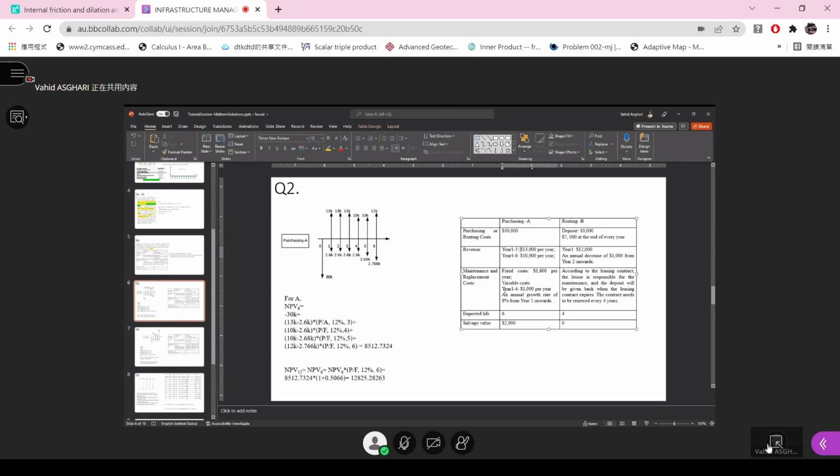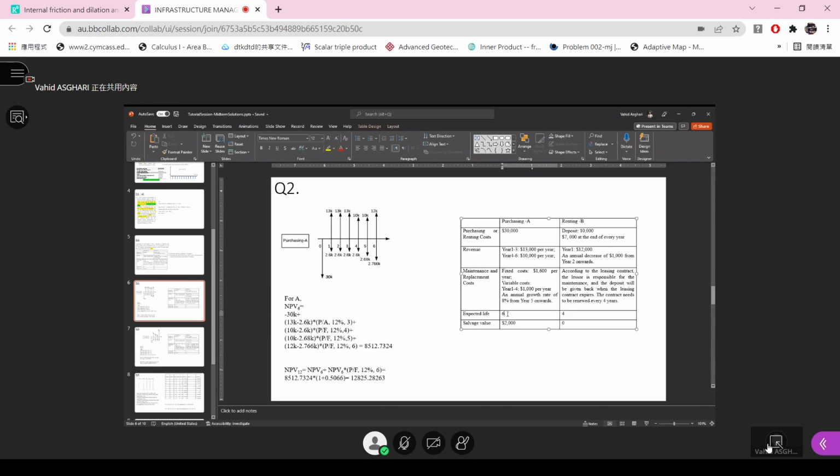1K, the variable cost will be 1K up to year 4. So we will have 2.6K. And after that, the annual growth rate will be 8% from year 5 onward. And we will calculate the costs, like the variable cost for year 5 and year 6. At the end, we will have $2,000. This is the salvage value. So this arrow will be 10 plus 2. And the expected life is 6 years.